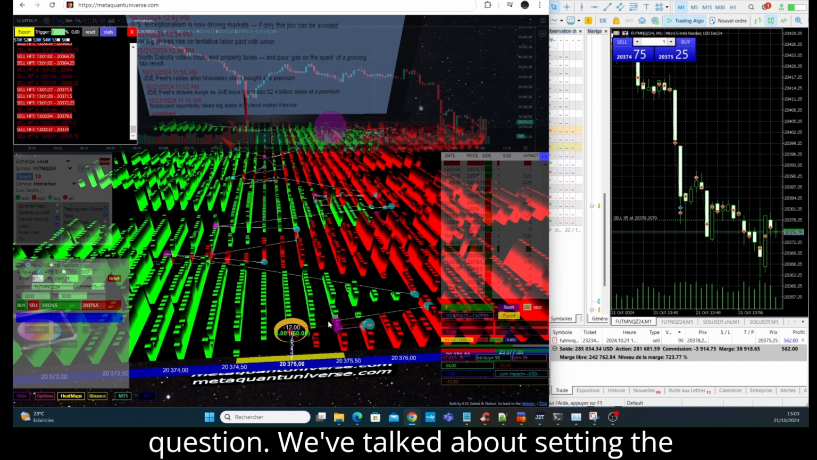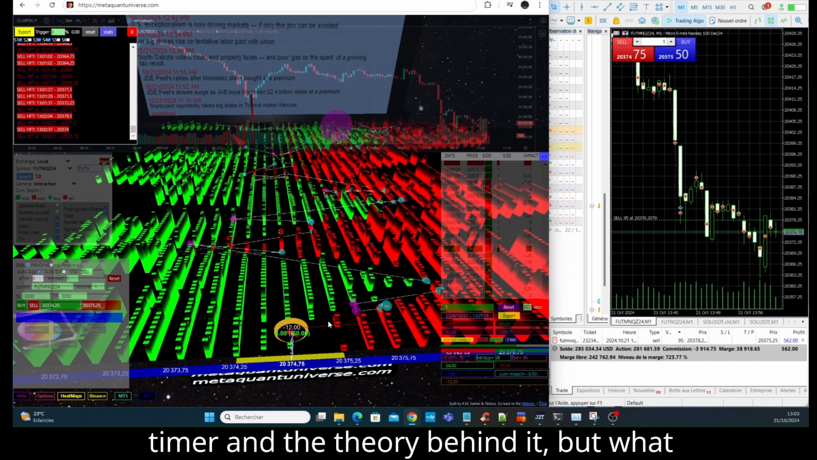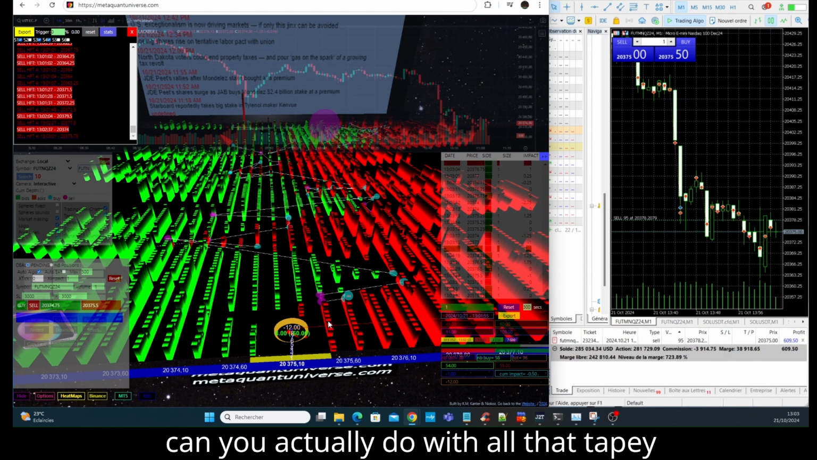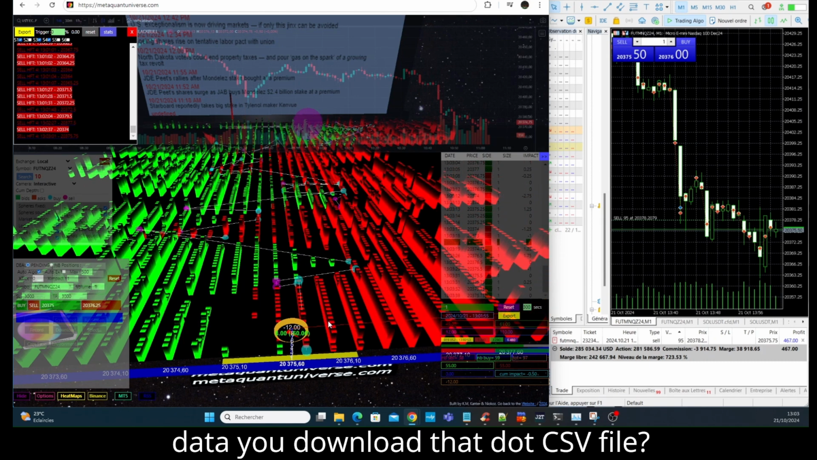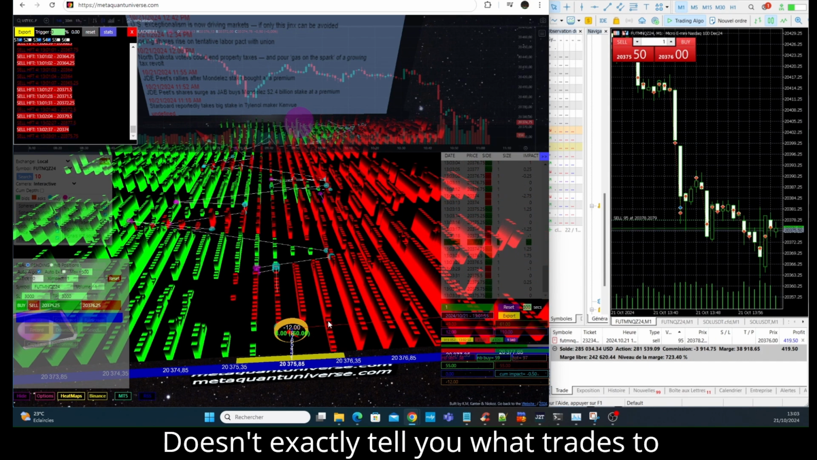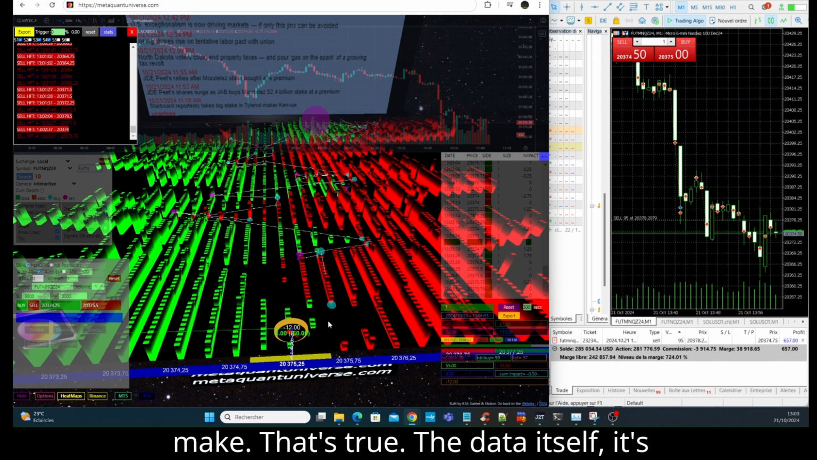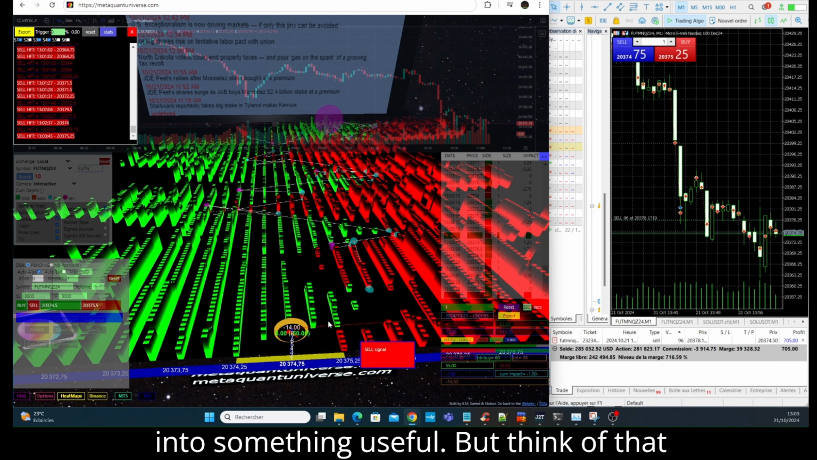That brings up another question. We've talked about setting the timer and the theory behind it, but what can you actually do with all that tape data you download? That .csv file doesn't exactly tell you what trades to make. That's true. The data itself, it's just raw material. You have to turn it into something useful.